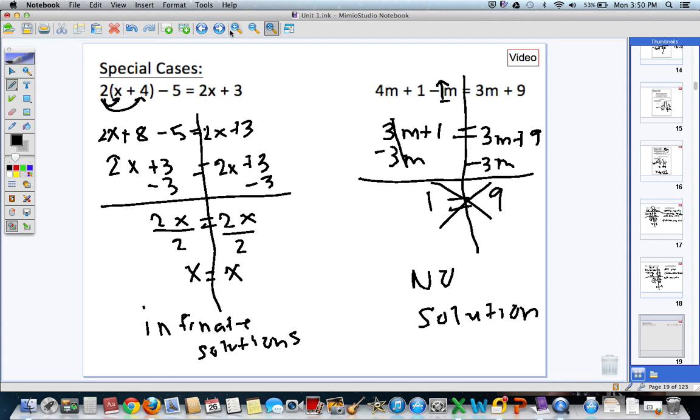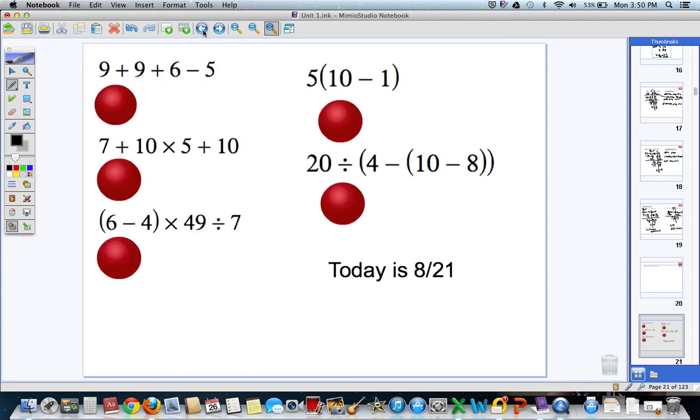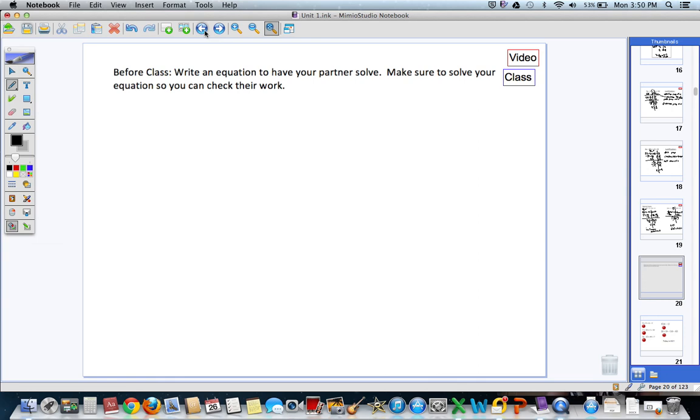Okay, so before class, what I want you to do is write an equation to have your partner solve. This is a little tricky because you have to make sure your answer has an actual whole number answer.